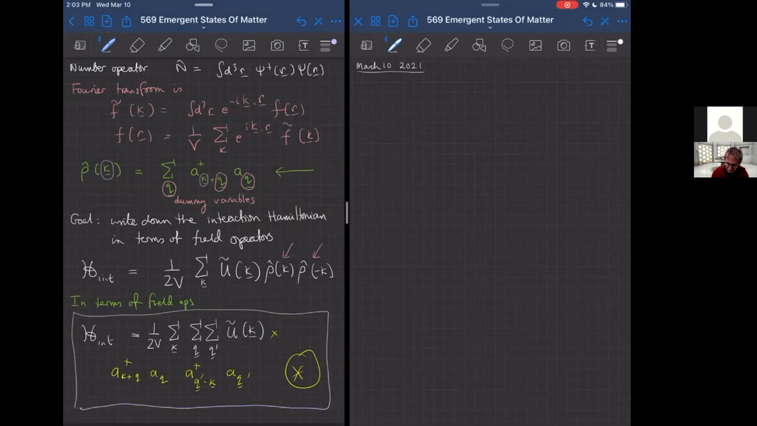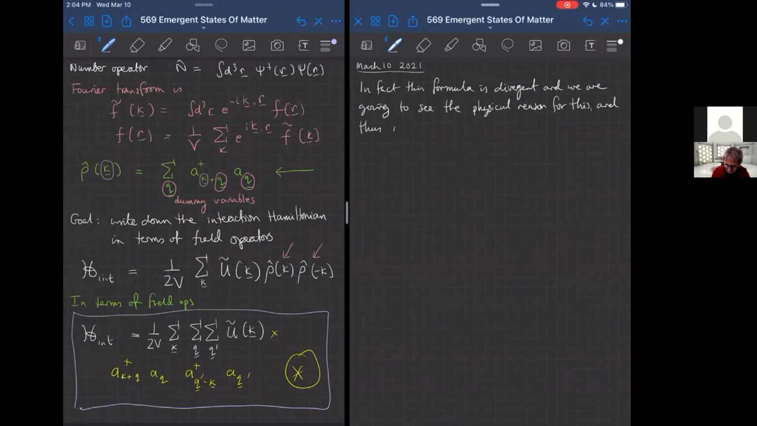And so let's continue our notes by saying, in fact, this formula is divergent. And we're going to see the physical reason for this, and thus remove the divergence.